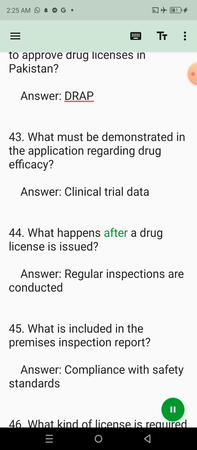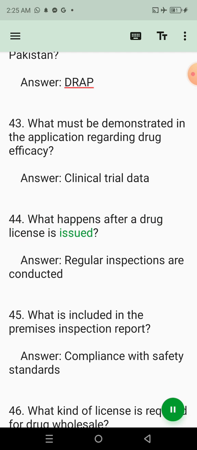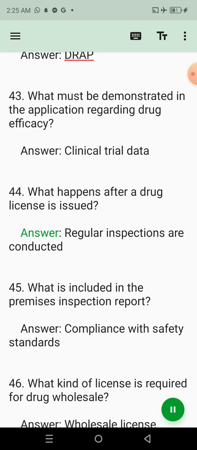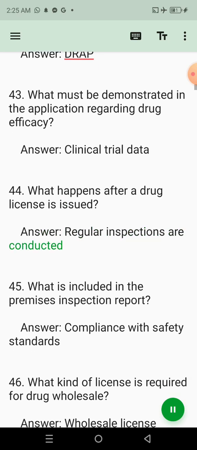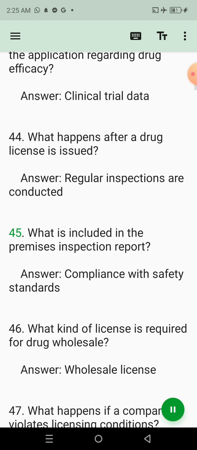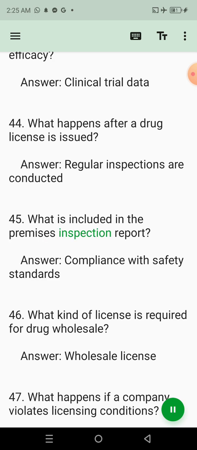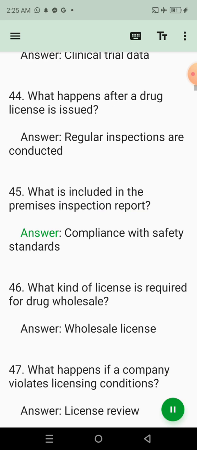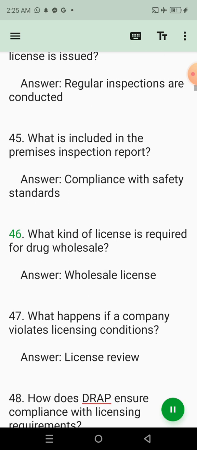44. What happens after a drug license is issued? Answer: regular inspections are conducted. 45. What is included in the premises inspection report? Answer: compliance with safety standards.